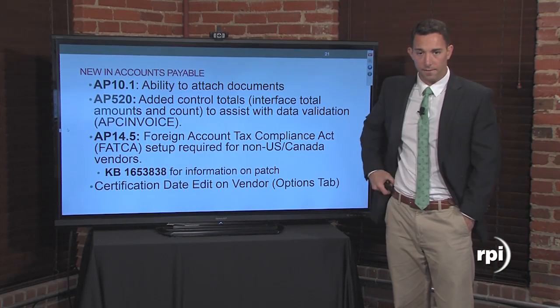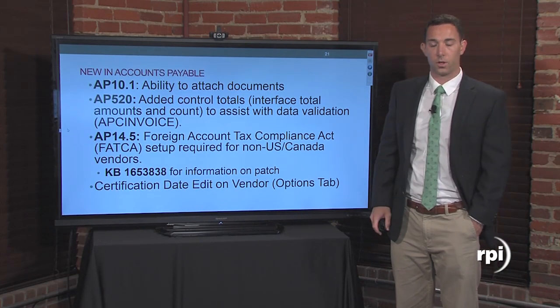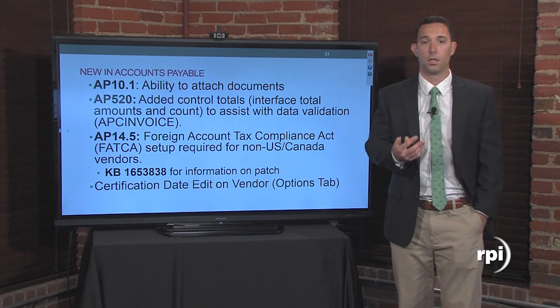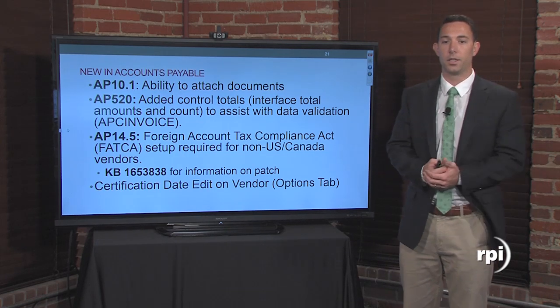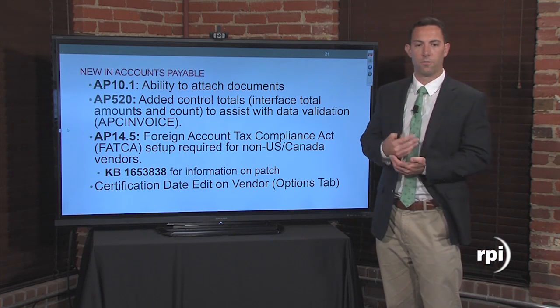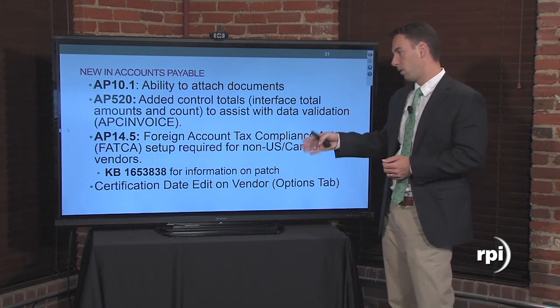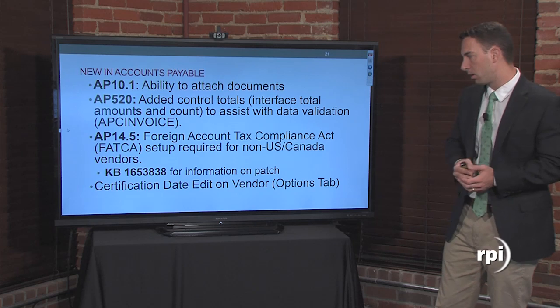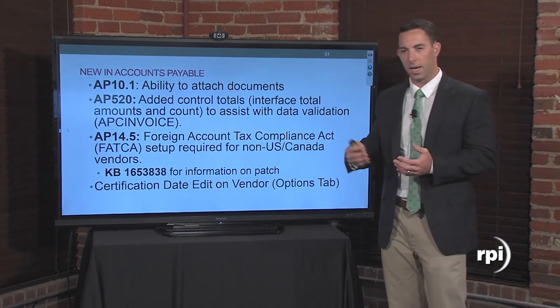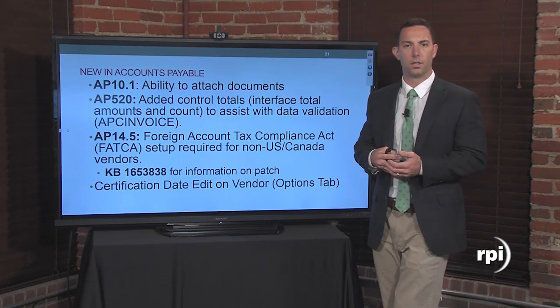AP 14.5, there's a FATCA setup required. So if you have non-US or non-Canadian vendors, you need to have FATCA information put in there. There's also, I found this out, a knowledge base article out there that has a patch that can kind of circumvent that requirement if you need to do that.